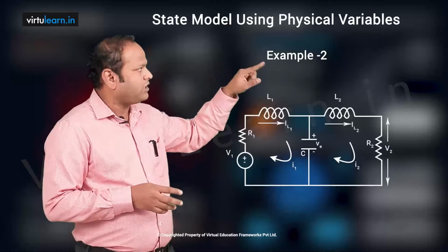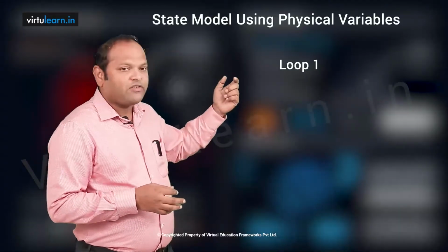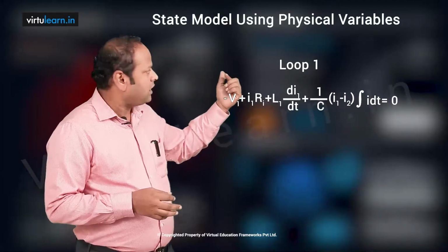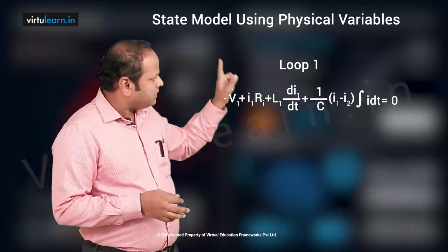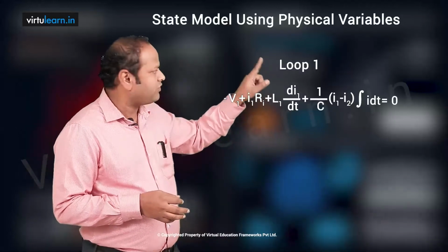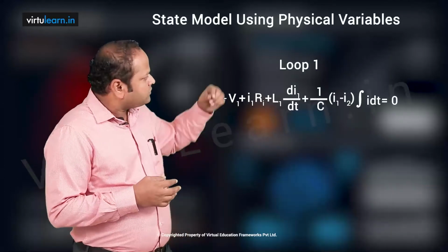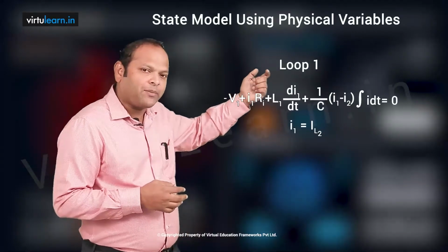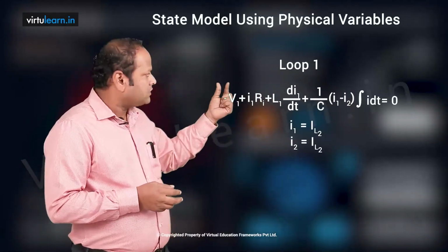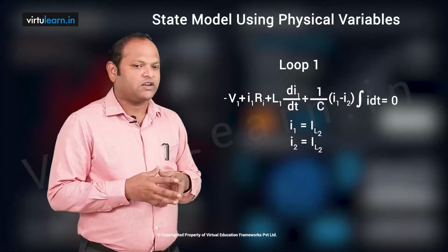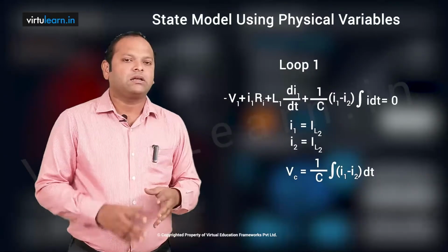Therefore take loop 1. There are two loops. We can write the KVL equation for loop 1: minus V1 plus R1 I1, because I am taking I1 as a loop current, plus L1 di1/dt plus 1/C integral of (I1 minus I2) dt equals 0. Now the small i1 loop current is nothing but the capital IL1, my inductor current, one of the state variables. Small i2 is IL2, another state variable, and 1/C integral of (I1 minus I2) is Vc, another state variable.